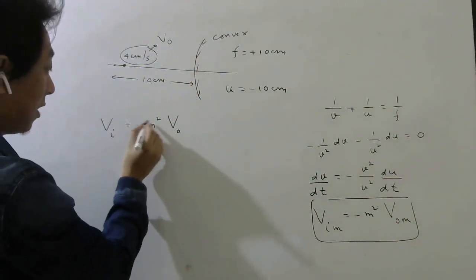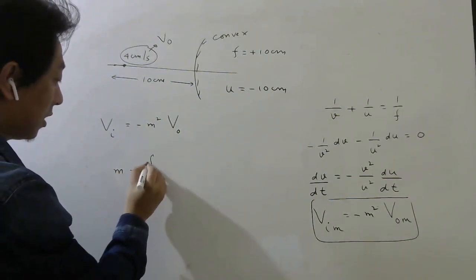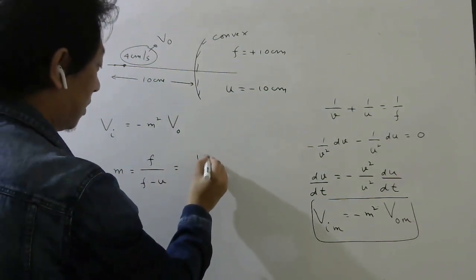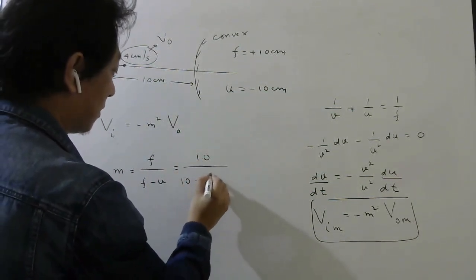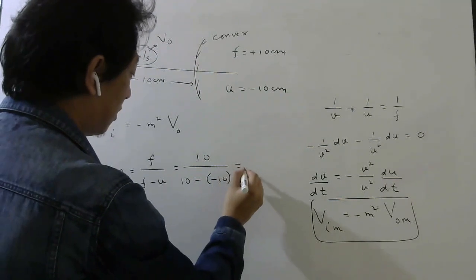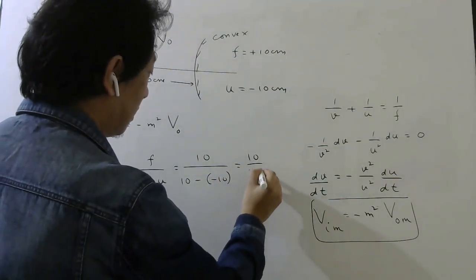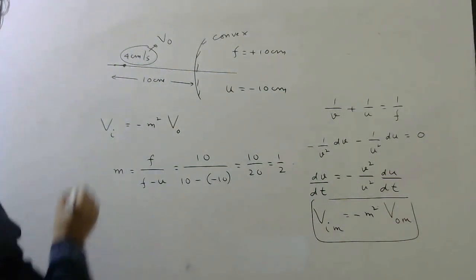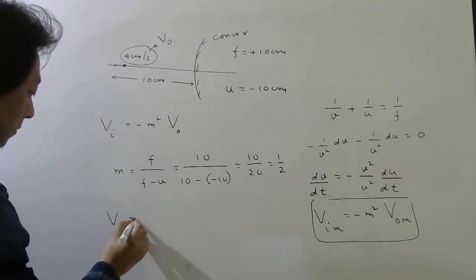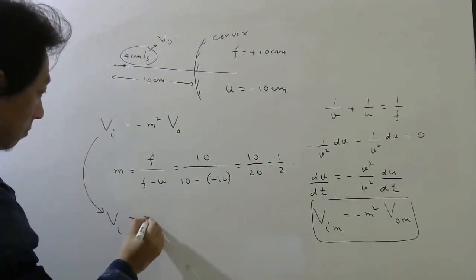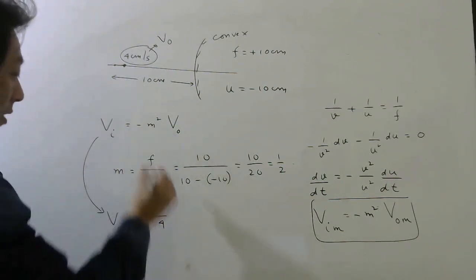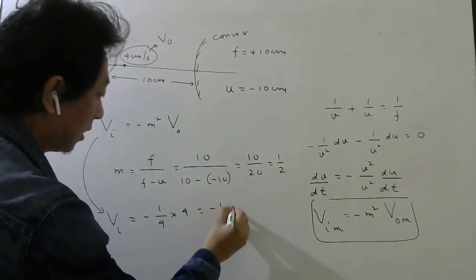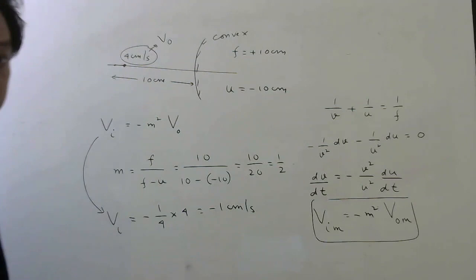So first I will find magnification. What is the short formula? f by f minus u. So f is plus 10, minus minus 10. So that will be 10 by 20. That will be half. So magnification is half. So image velocity will be what? Substitute here. Minus half square will be 1 by 4 into object velocity is 4. So minus 1 centimeter per second.